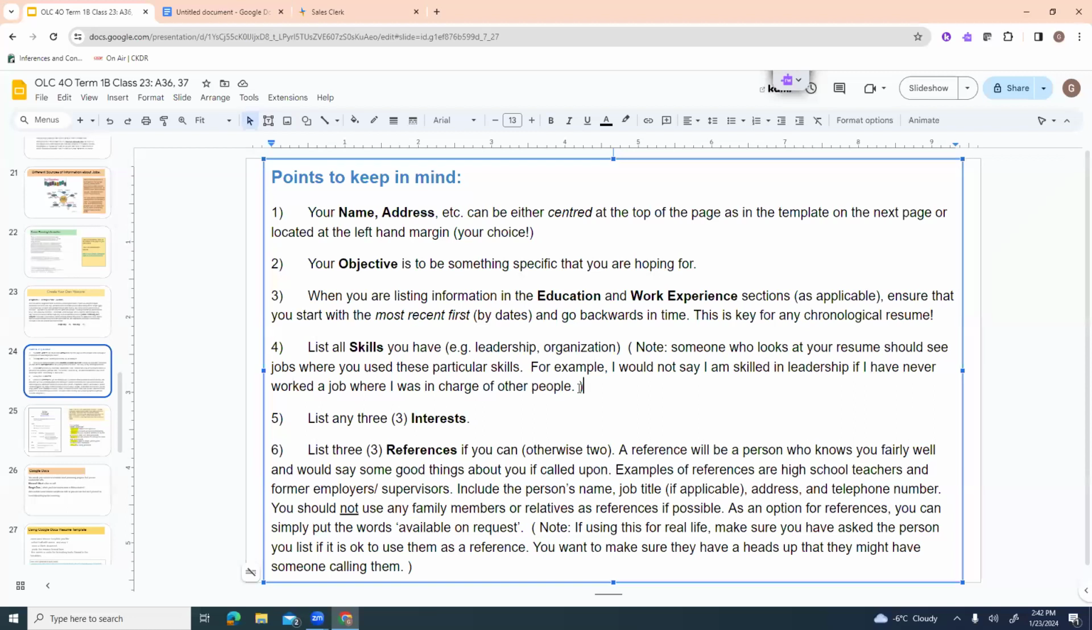If you are doing this for real life, if you're planning to use this, make sure you have asked the person that you list if it is okay to use them as a reference. You might want to make sure that they have a heads up that somebody might be calling them. If they seem reluctant, do not use them. That may be a person who didn't think you did a good job and might not give you a good reference. So that's kind of important. Don't use somebody if you think they're not going to give you a good reference.